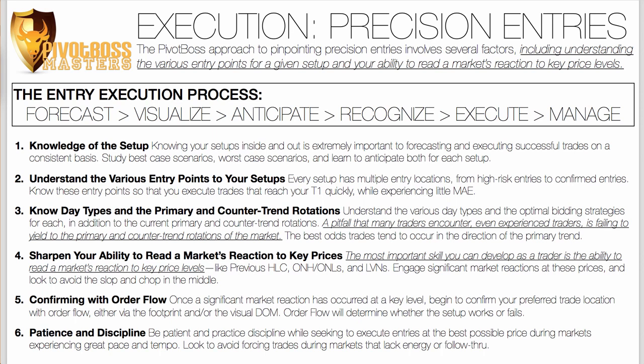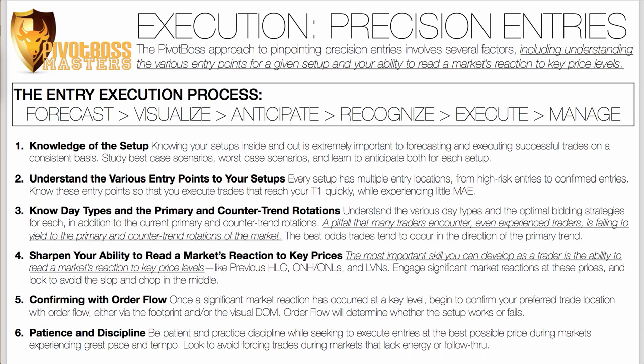Can I get to a T1 quickly? If not, then I'm probably going to hold back, right? If I'm going to experience a lot of heat here because I don't know if that's a good rejection point, I probably don't want to take that trade. And I'm very picky that way because there's lots of trains coming. There's lots of opportunities that the market has. There's no use in taking a crappy trade when there's another good one around the corner.